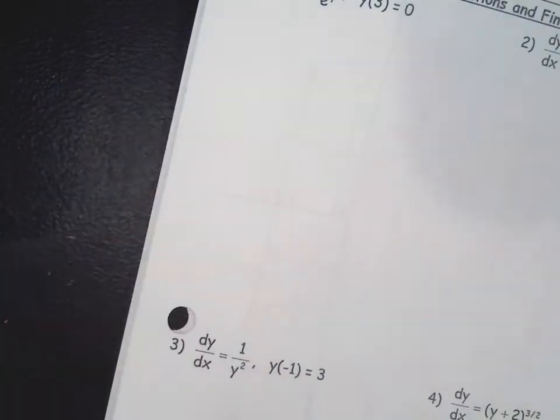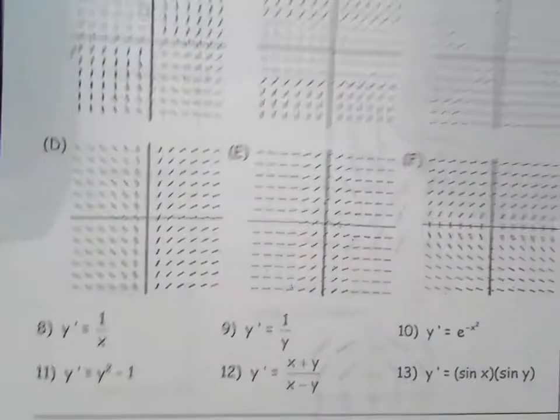The next one's multiple choice. You're trying to match slope fields to their differential equations. So it's kind of like what we've been doing, but try and take advantage of process of elimination.